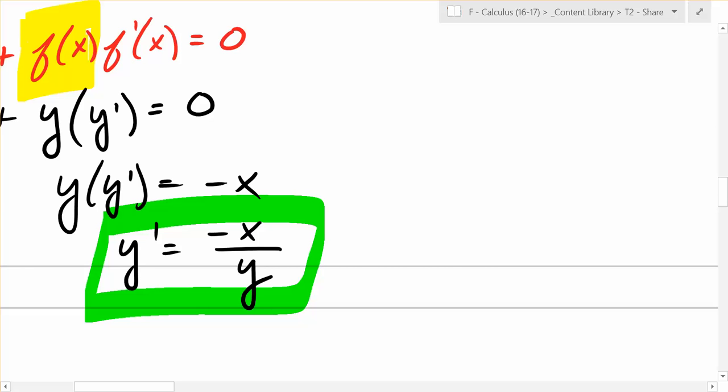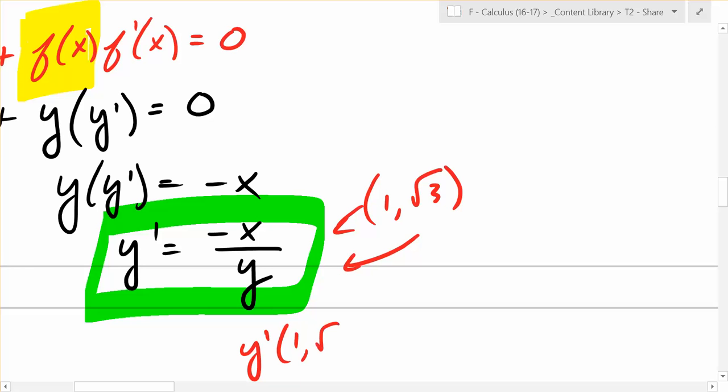Let's go back to our other derivative that we just did right here. That's pretty simple, right? What was the point we just took the derivative at? 1 comma root 3. Plug both of those in. What do you get? Y prime at 1 comma root 3 is negative 1 over root 3. Do you get the same exact thing? You just need one of those.